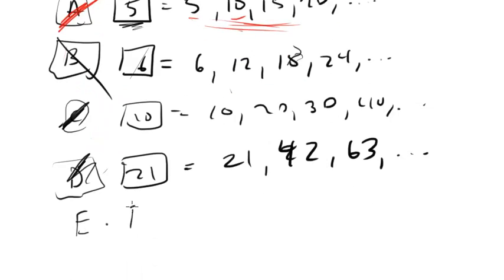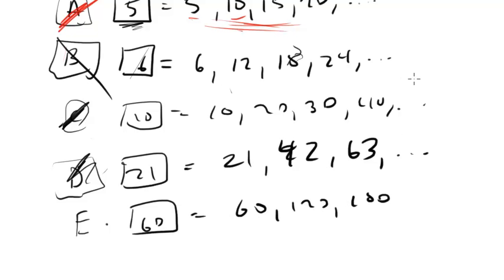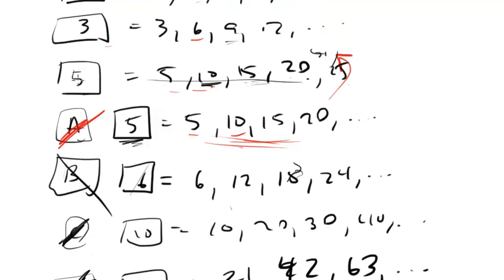So E, which is 60, better work. 60, 120, 180, and so on. Well, think about 5 for a minute. We're eventually going to have 60 in here, right? Because 5 times 12 is 60.